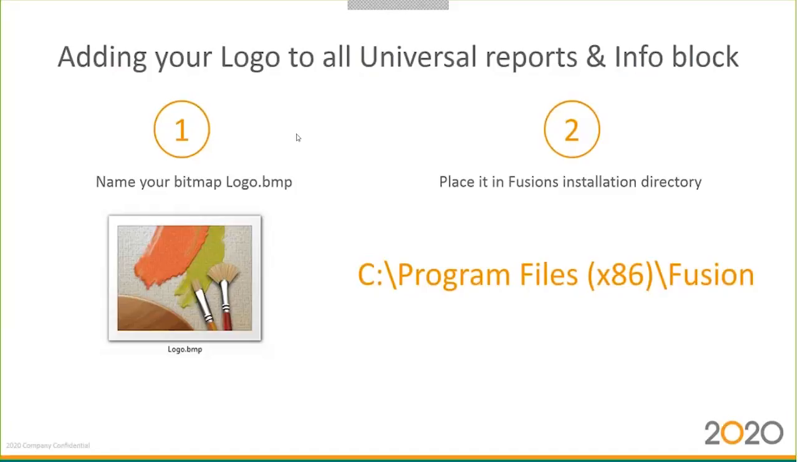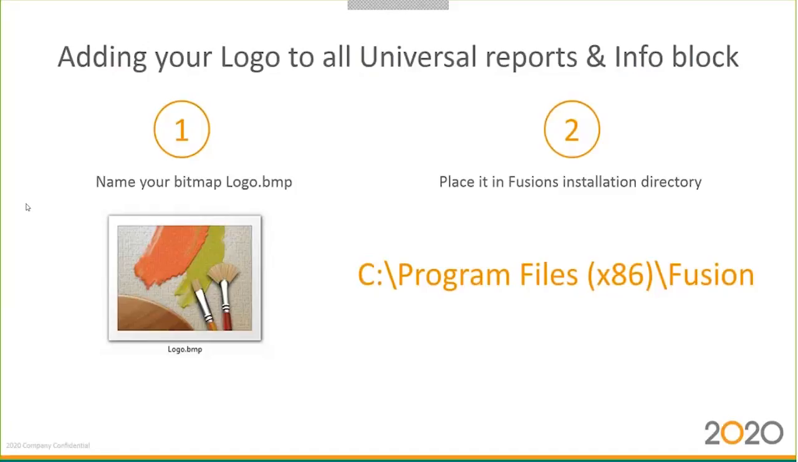So first of all, obviously, obtain your logo. Make sure it's in a bitmap format, and also rename it logo. So as you can see on the screen, it would need to be named logo.bmp. Once you've got your logo in the correct format and named correctly, simply drop it into the Fusion installation directory.